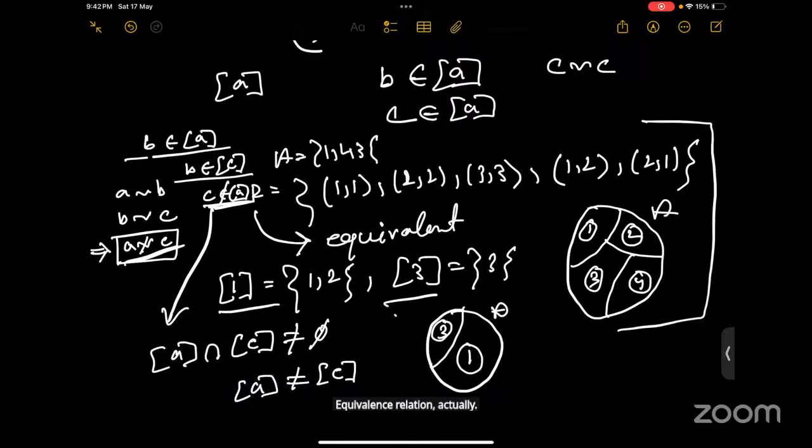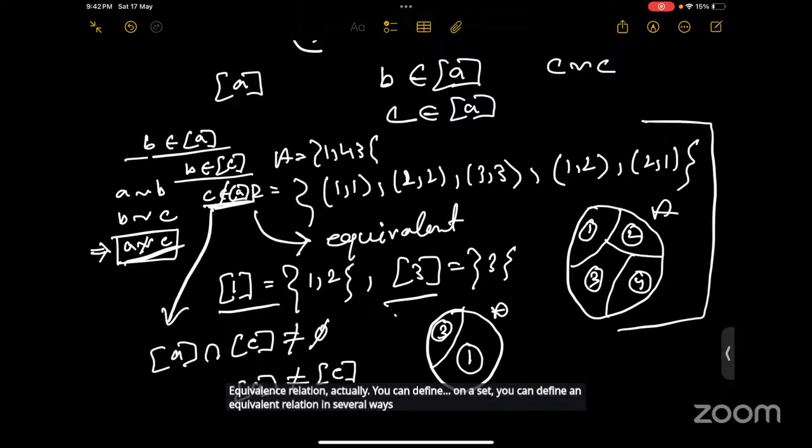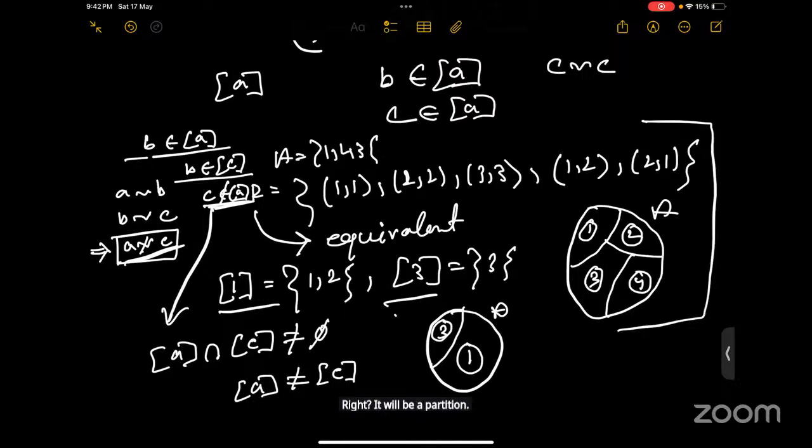You can define an equivalence relation on a set in several ways, right? If I take the identity relation, then we will get 3 different equivalence classes. It will be a partition of 3 sets, right? Similarly, if I define this, we get a partition of 2 sets. Now we can also define a relation in such a way that we get a partition of 3 sets.